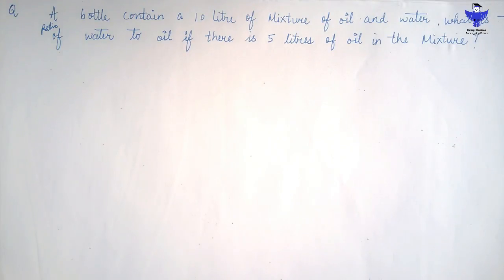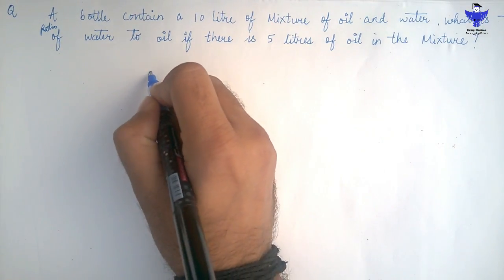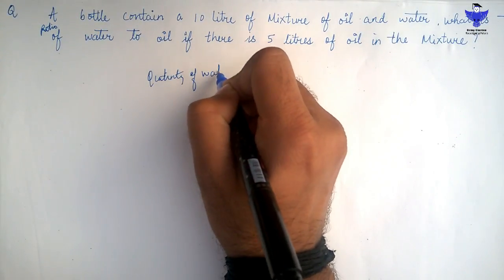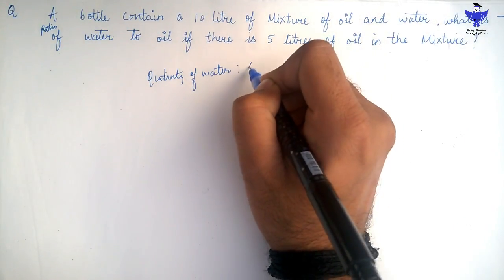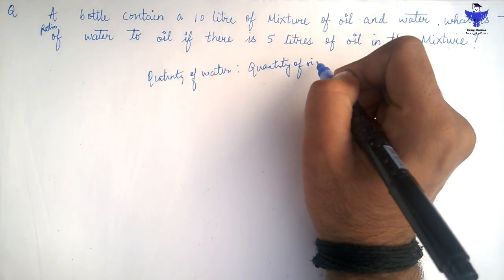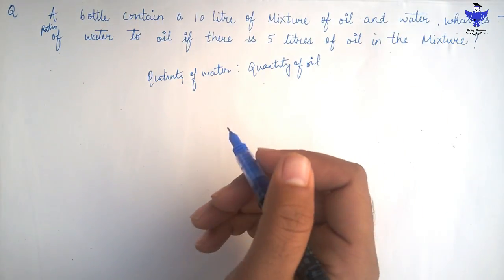So guys, let's take an example. A bottle contains 10 liters of a mixture of oil and water. What is the ratio of water to oil if there are 5 liters of oil in the mixture? So what is asked in the question? The ratio of the quantity of water to the quantity of oil. So we have to find the ratio.